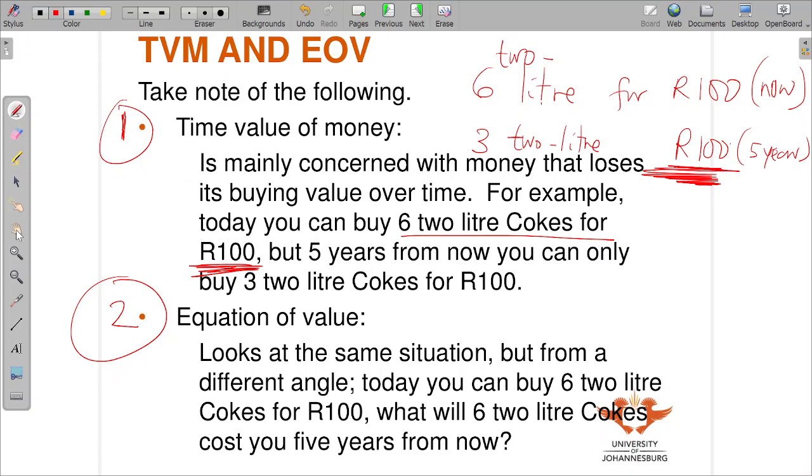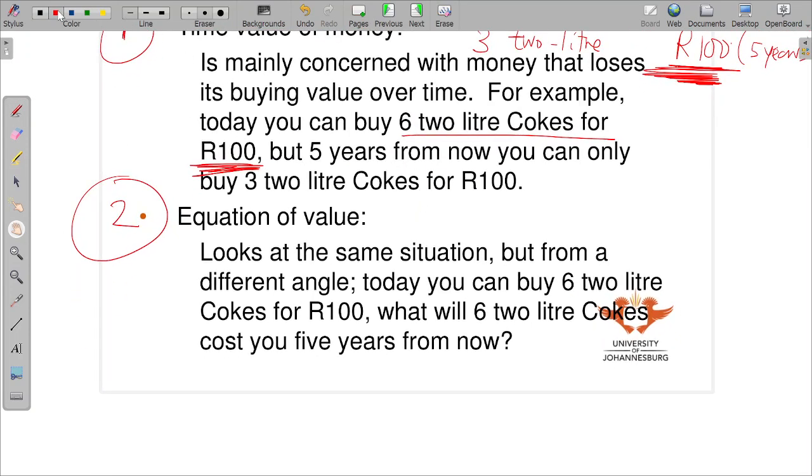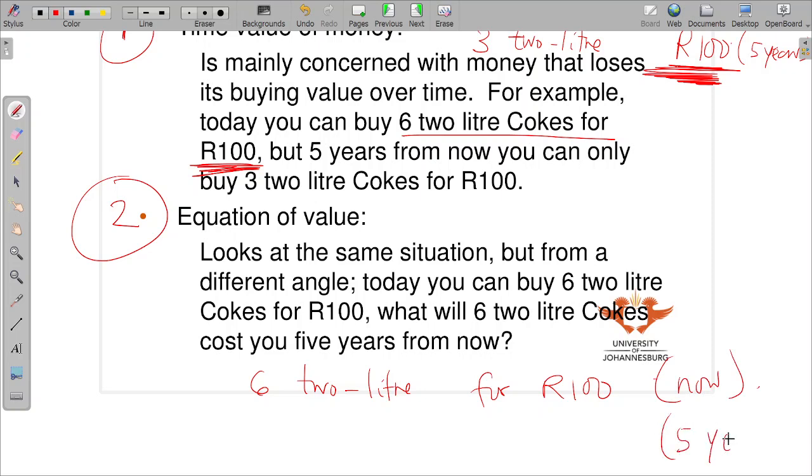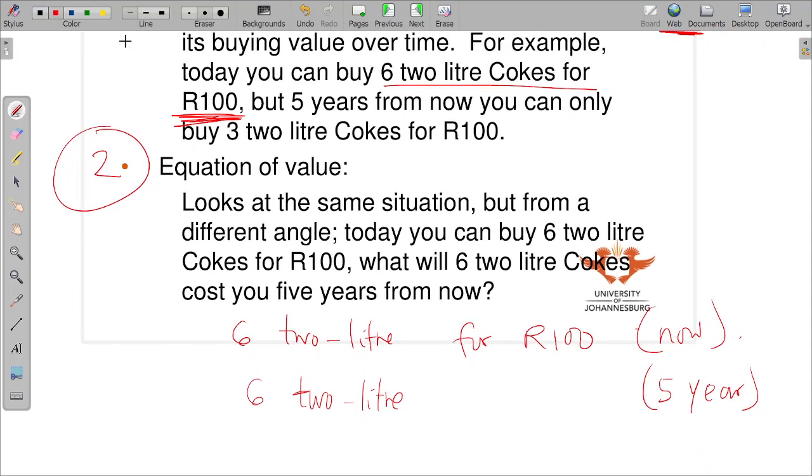Okay. So now when we talk about equation of value, here now we have 6 2 liters of Coke for 100 rand. Now in 5 years to come, we want to see what will be the price of the same 6 2 liters of Coke. For how much would that be in 5 years to come?